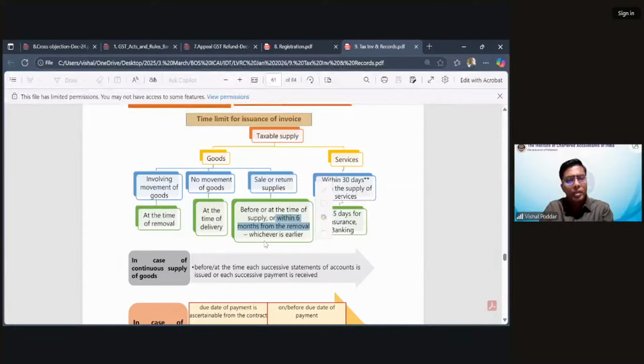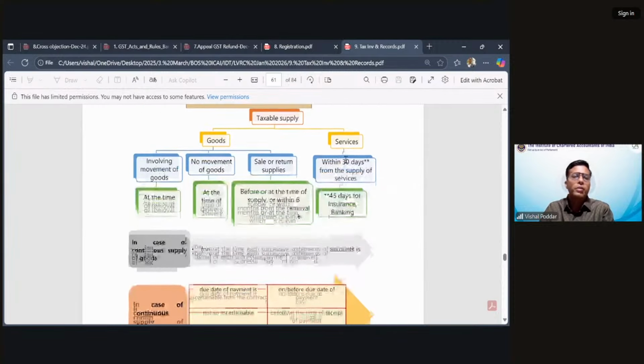Or in other words, the law has given you a 6 months period until which you can wait and issue the invoice in cases where the goods are sent on approval basis. If before 6 months you get the confirmation, that is, the supply is concluded, that day you issue the invoice. If not, then on the day when the 6 months is over, you have to issue the invoice.